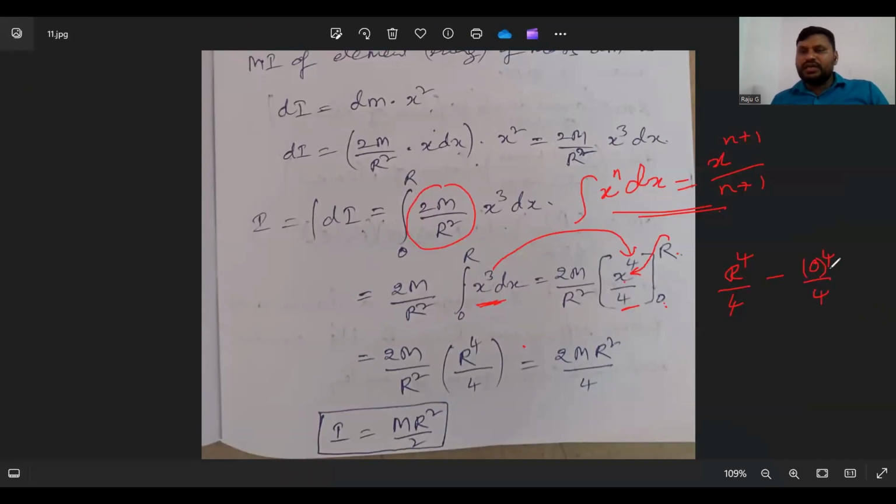0 power 4 is nothing but 0 again, so we are not considering this part. Only r power 4 by 4 we considered, and that we kept here: 2m by r square into r power 4 by 4. After simplification we will get 2m r square by 4, and after simplifying it, we will get I is equal to m r square by 2. So the moment of inertia of a disk about its axis, meaning the axis passing through the center of the disk and perpendicular to the plane of the disk, is I is equal to m r square by 2.